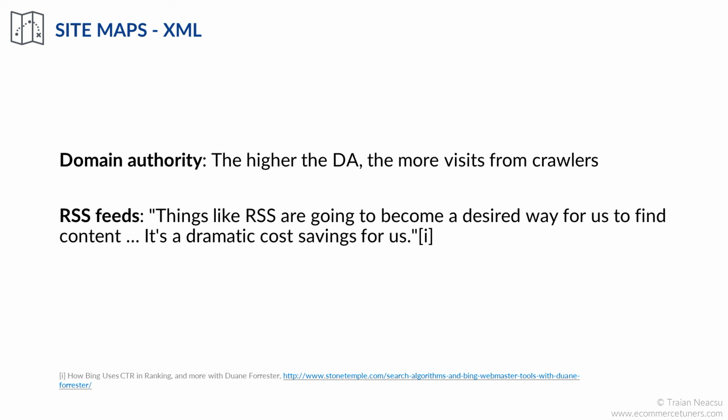RSS feeds. RSS feeds are one of the fastest ways to notify search engines of new products, categories, or other types of fresh content on your website. Here's what Duane Forrester says about RSS feeds. Things like RSS are going to become a desired way for us to find content. It's a dramatic cost savings for us.